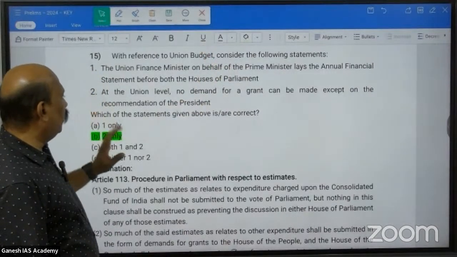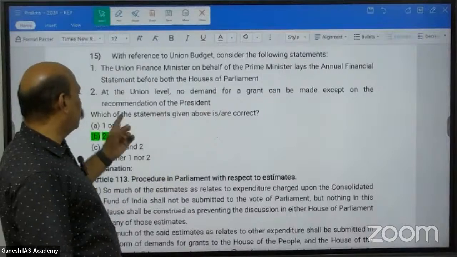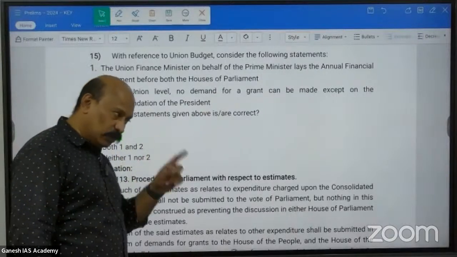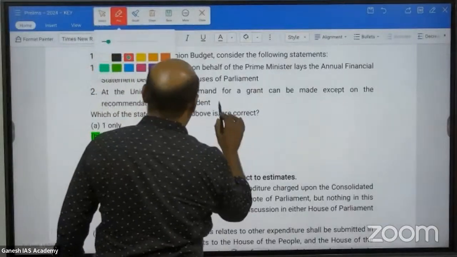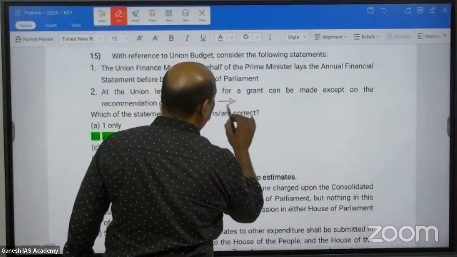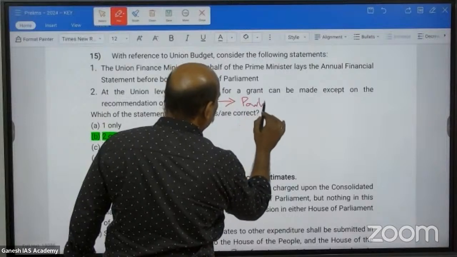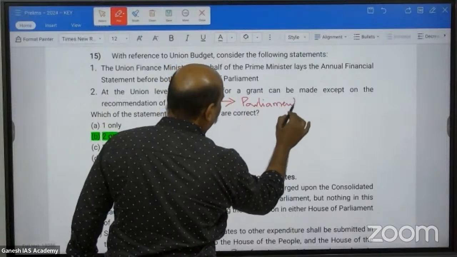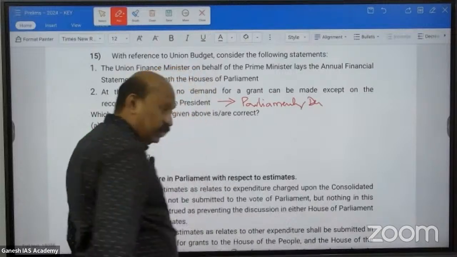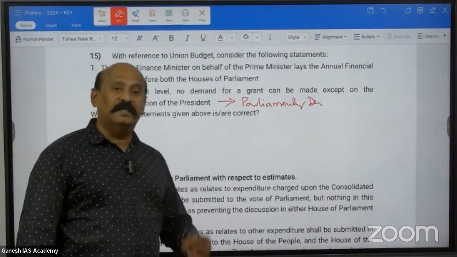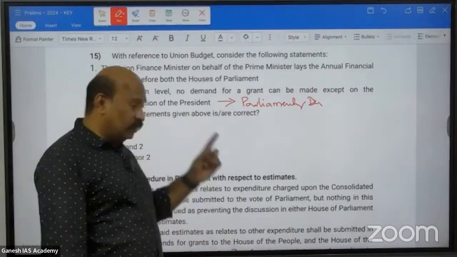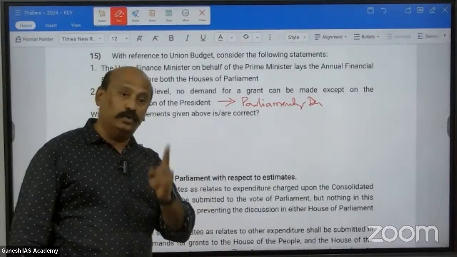And at the union level, no demand for a grant can be made except on the recommendation of the president. That is also true. Even if you do not know the constitution, it's very easy to guess because in a parliamentary democracy, the cardinal principle is the executive shall demand and the legislature shall sanction. The legislature cannot sanction money on its own.